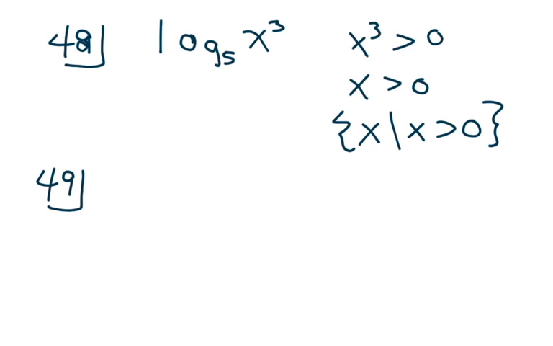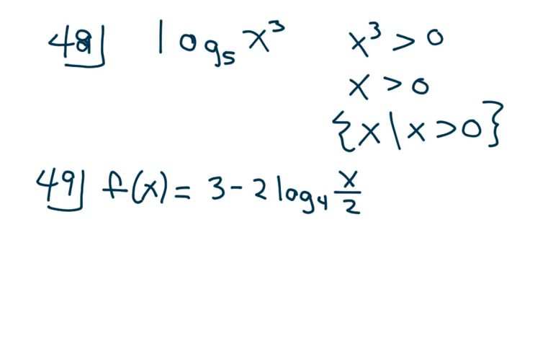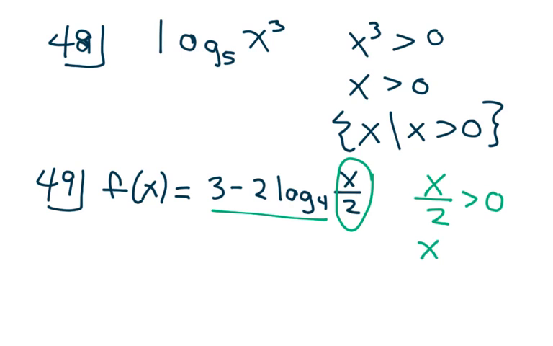Oh my goodness, it's getting harder. So we have f of x equals 3 minus 2 log base 4 of x over 2. Well, the main thing you have to know is this has to be bigger than 0. It looks all complicated here, so I'm just going to set this to be greater than 0. Cross multiply, and I get x is bigger than 0, so that's your domain. It looked all scary, but it really wasn't that hard.